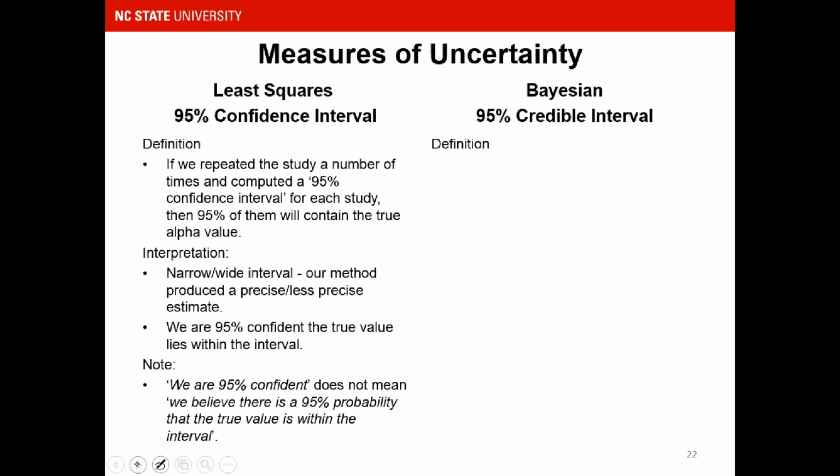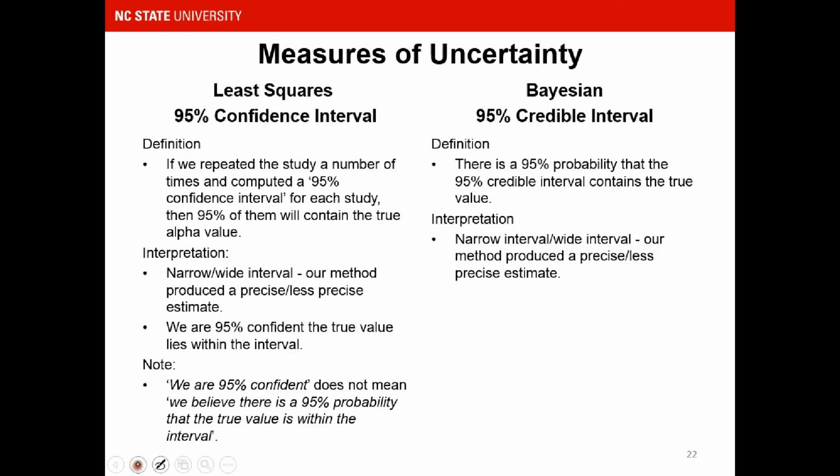The definition of a 95% Bayesian credible interval is, in fact, that there is a 95% probability that the 95% credible interval contains the true value. This interval also conveys information about the precision of our estimate. The narrower the width of the interval, the more precise our estimate is. The interpretation of a 95% credible interval is that there is a 95% chance the true value lies within the interval.